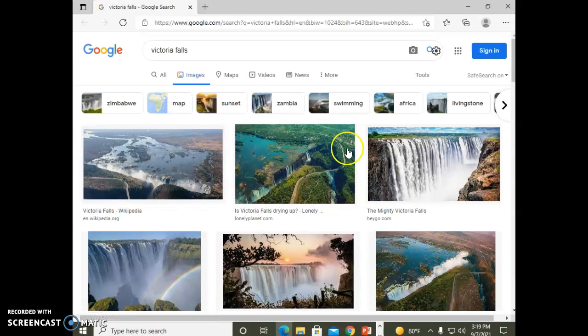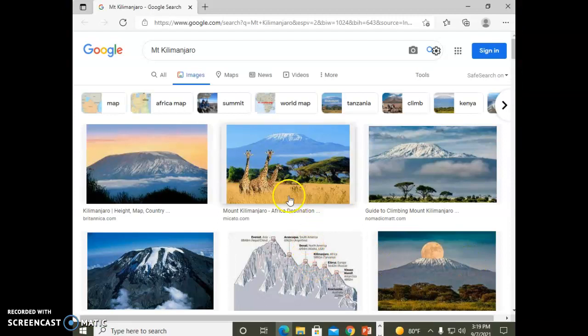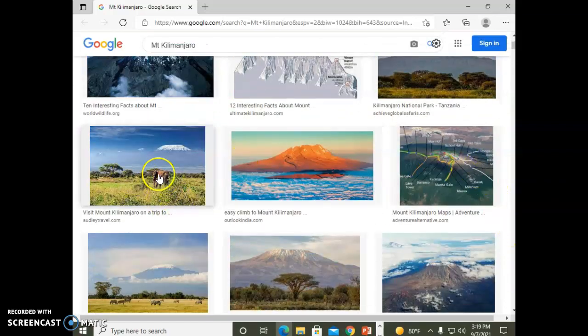All right, so here's a bunch of pictures of Victoria Falls. So again, it has tons of water because of all of the rain that occurs in the rainforest. So that's what supplies a lot of the water in this waterfall. And then Mount Kilimanjaro, same thing. Like I said, it's near the Serengeti. So you can see here's the Serengeti, and off in the top here, off in the distance, you can see Mount Kilimanjaro. And it's an extinct volcano, so you can see it looks like that.